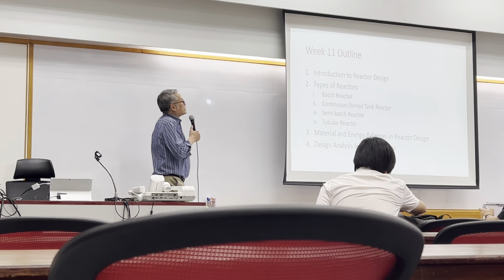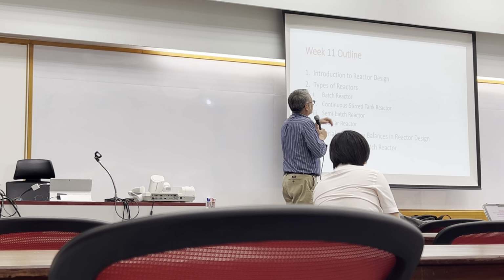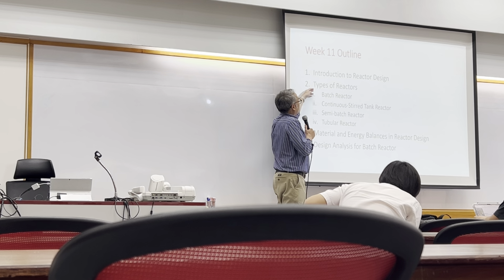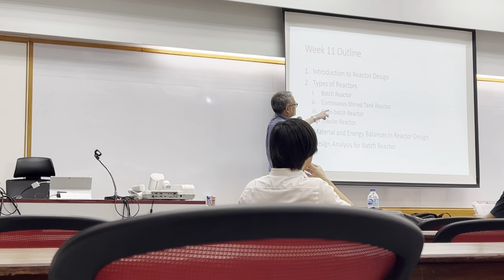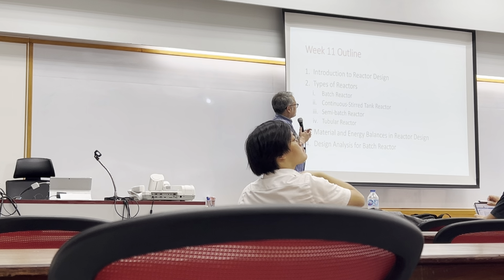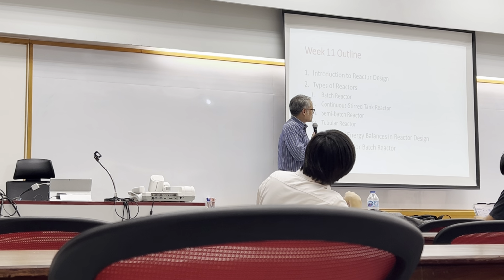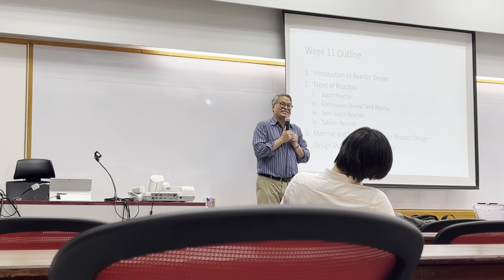And the outline of the class today: first, some introduction about reactor design, and then 4 different types of reactors: a batch reactor, continuous stirred tank reactor, semi-batch reactor, and tubular reactor. And then we'll go into the material and energy balances in reactor design.